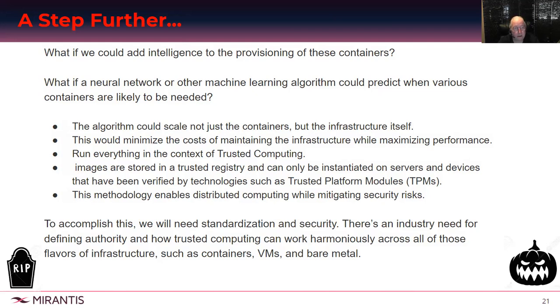This would also minimize the cost of maintaining the infrastructure because you only got less of it being used at any given point in time. And the biggest thing we could do is base all of that on the context of trusted computing, so that container knows it can run on these trusted computers because they are in the service catalog that's associated to the discovery mechanism within the service mesh. And it imagines that there are stored in the trusted registry these instantiations of servers and devices and containers to be able to be applied to your application services. This methodology would make it really distributed computing as we envisioned it when we drew it up on whiteboards 10 years ago, maybe. And it mitigates the security risks because of the integration of the trusted platform modules.